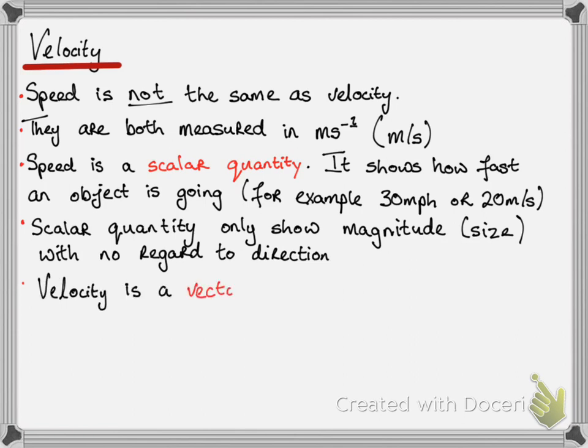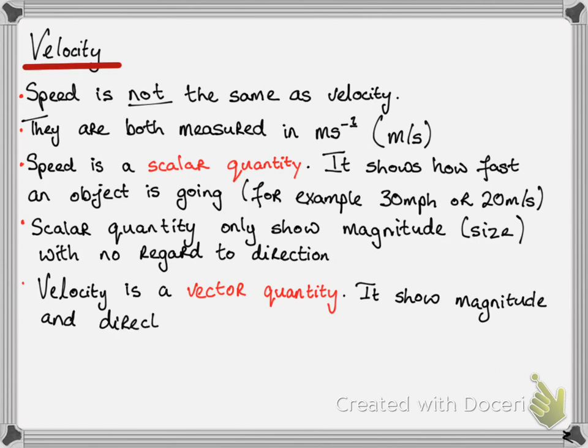Velocity, however, is a vector quantity. It shows both magnitude and direction. For example, if we have a look at it now, the car is moving 30 miles per hour northwest. Northwest indicating the direction.